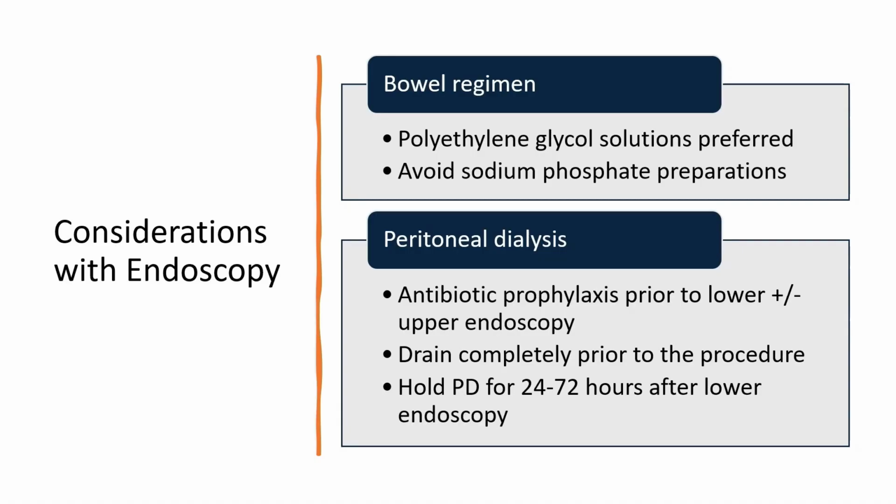The rates of peritonitis after colonoscopy, if they're not giving antibiotics, is reported as 3.4 to 8.5%, and after upper endoscopy, 1.2 to 3.9%.